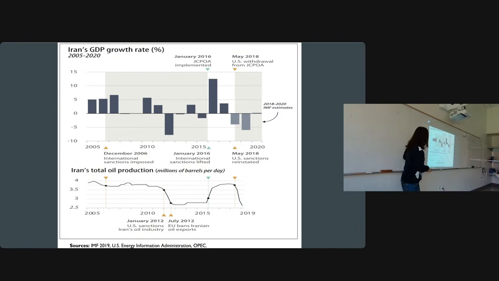We can see on this graph how Iran's GDP growth rate changes based on the time between when the Joint Comprehensive Plan of Action, more commonly known as the Iran nuclear deal, was implemented, and May 2018 when the US withdrew from the Iran nuclear deal. You can also see here at the same time period how Iran's total oil production changed, so that skyrocketed in the time of the Iran nuclear deal being implemented, and then shortly after it was withdrawn from and US sanctions were reinstated, GDP follows the same trend.